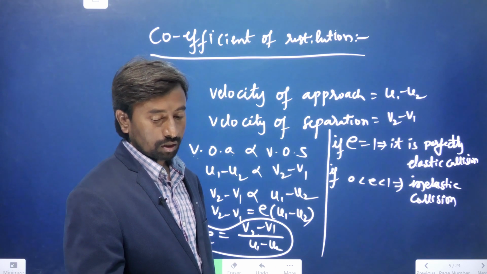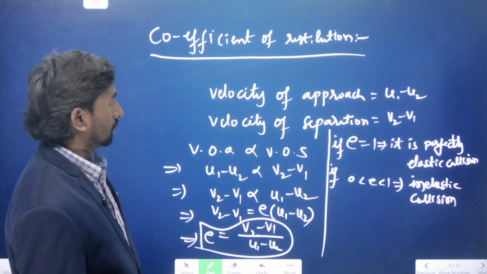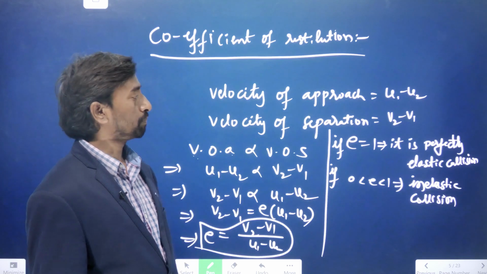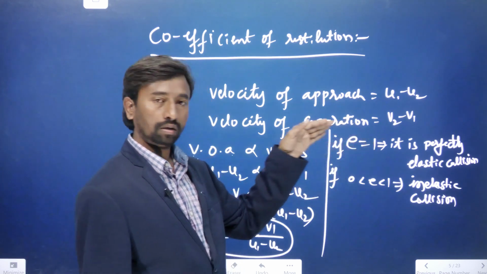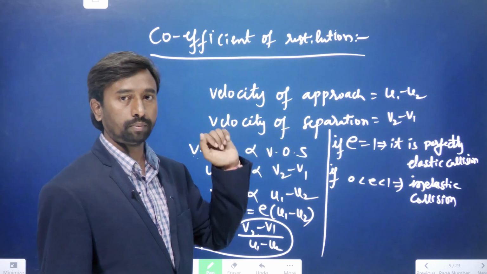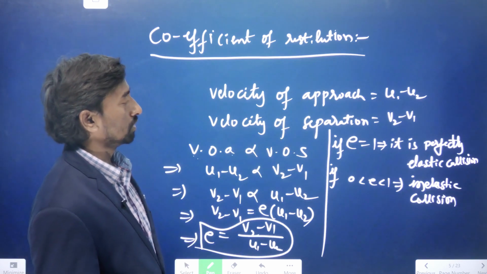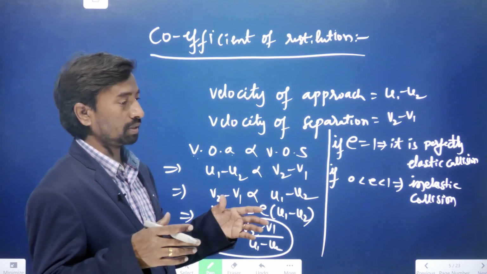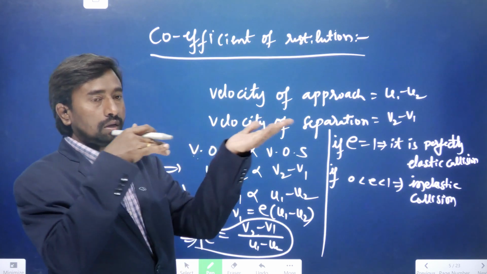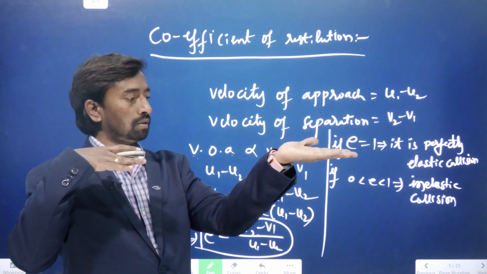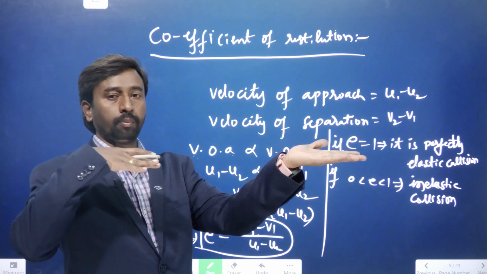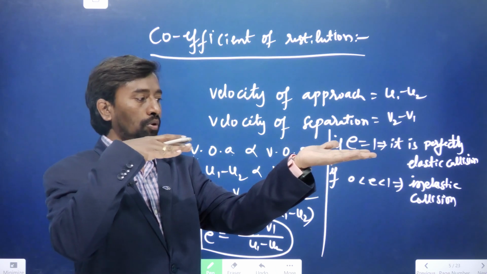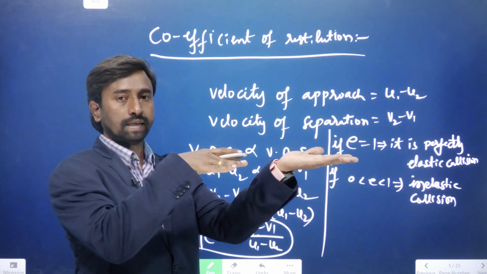Now, the velocity of approach: we have seen u1 minus u2 when they are moving in the same direction, and after the collision they also moved in the same direction. So what will be the velocity of approach while they are moving in opposite directions? Car A is moving ahead of car B. If the car B velocity is more, then both will move and they will collide after a certain time.